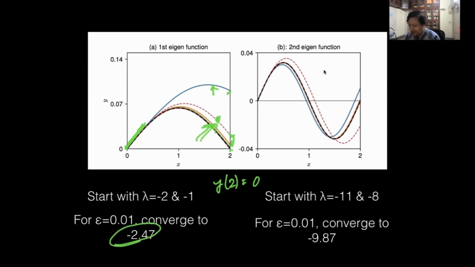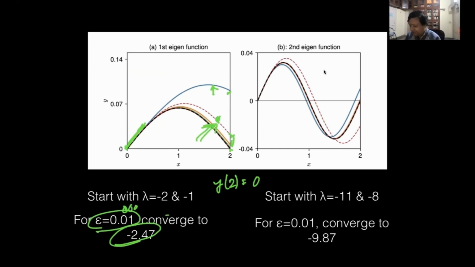The eigenvalue I get is minus 2.47. The accuracy is 0.001. So it converges in some 4-5 steps. If I want more accuracy, I can put 3 zeros or 4 zeros here, and I get better and better results, but it will be more expensive.